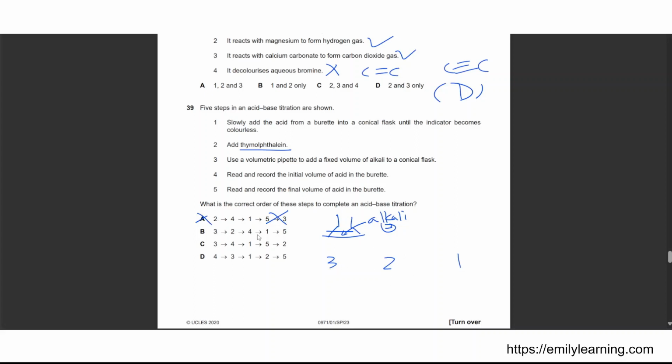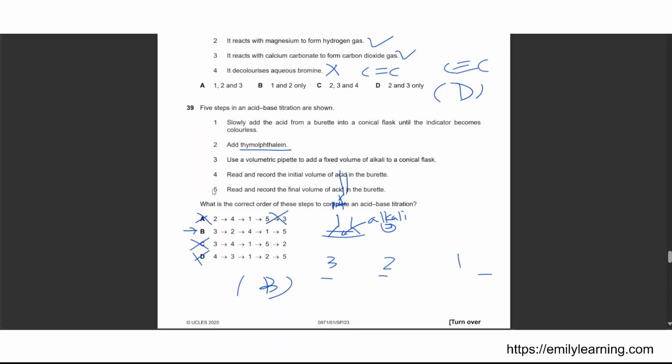So 3 must be here, here and here. So B is a possibility. 3 followed by somewhere you have 2, so C is also out. In fact, without doing anything, the answer is B. So I know that 3 must go first. I must first put alkali into a conical flask before I add the indicator, thymolphthalein. Then followed by adding the acid from the burette, right? So I know somewhere it must go 3, 2, and then 1. Then I have 4 and 5.